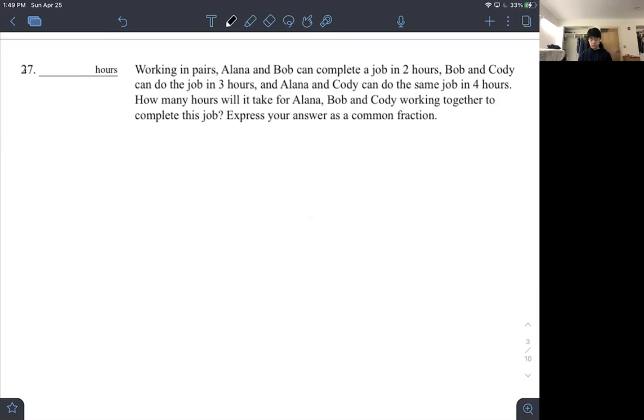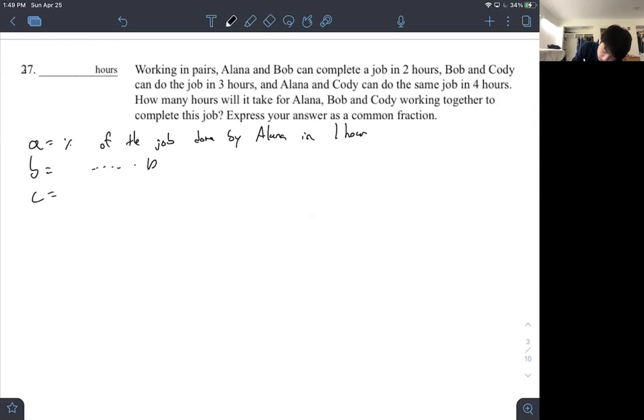So I'm gonna introduce some variables to make sense of this. Let's say that A equals the percent of the job done by Elena in 1 hour. So A is the proportion of the job that can be completed by Elena in 1 hour. So if Elena works for 1 hour, that proportion of the job is done. B and C are defined similarly for Bob and Cody.